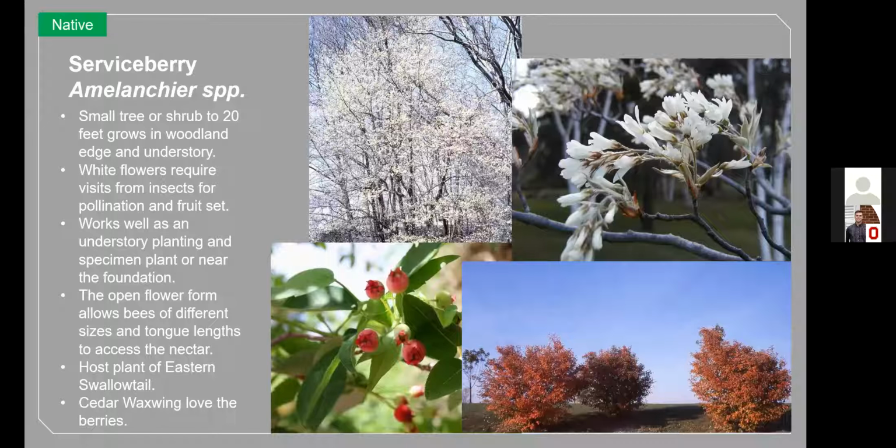The dark blue fruit are quite tasty, ripen in June to July, and can be picked and made into jelly if you can get them before the birds. Marauding bands of cedar waxwings know exactly when the berries are ripe and descend on the trees to feast.